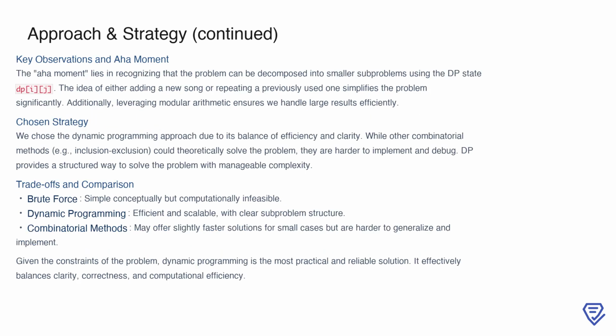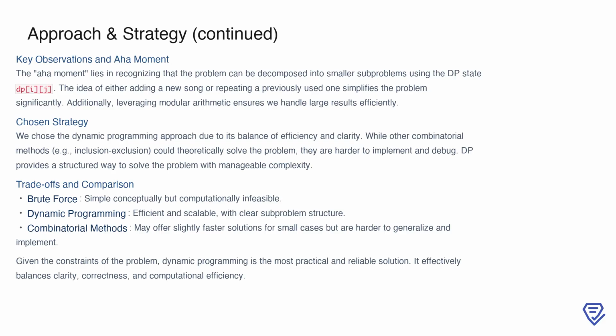The key to solving this problem lies in the insight that it can be broken into smaller subproblems using the dynamic programming state dp[i][j]. By recognizing that we can either add a new song or repeat a previously used one, we simplify the problem into manageable transitions. Additionally, to handle the potentially large results, we use modular arithmetic to ensure our computations remain efficient and within bounds.